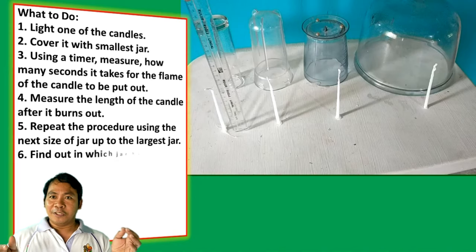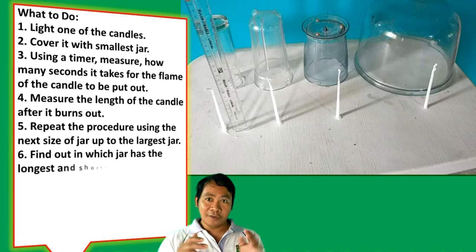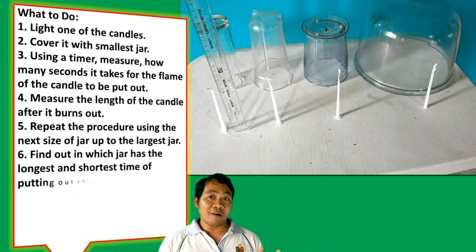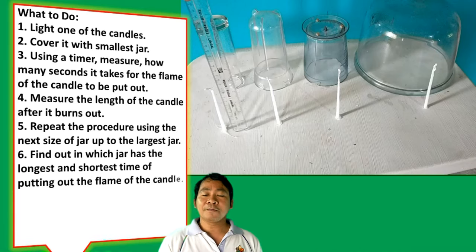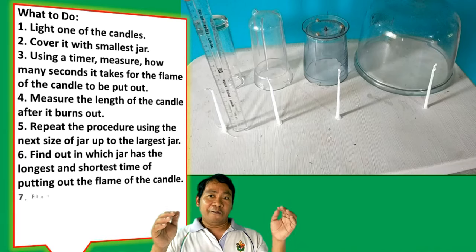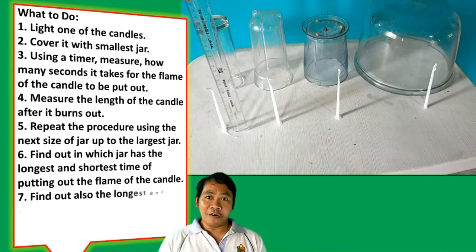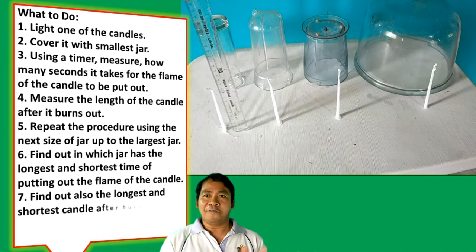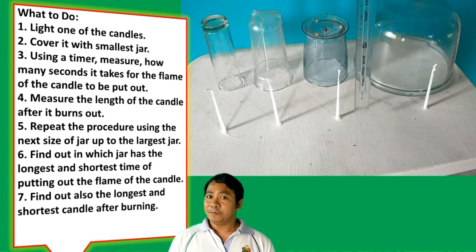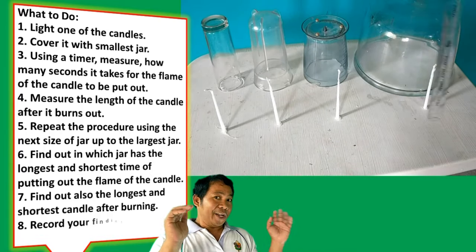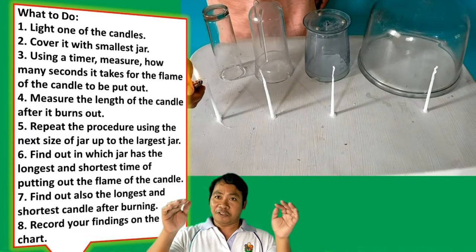Find out which jar has the longest and shortest time of putting out the flame of the candle. And find out also the longest and shortest candle after burning. Then record your findings on the chart.